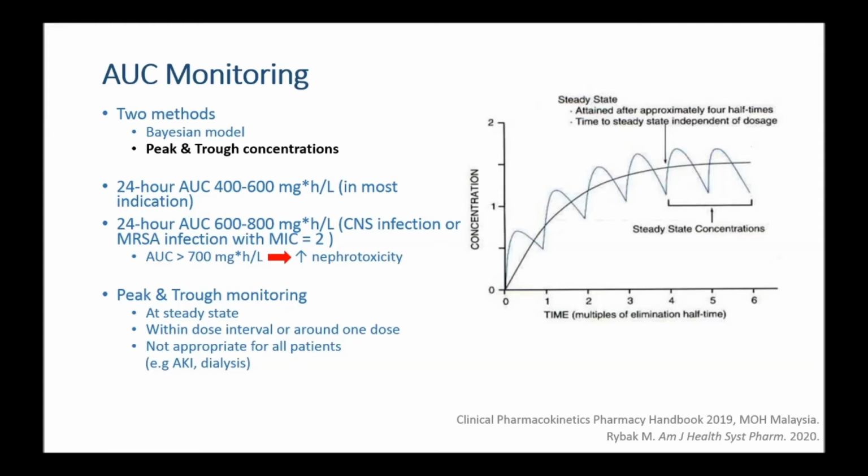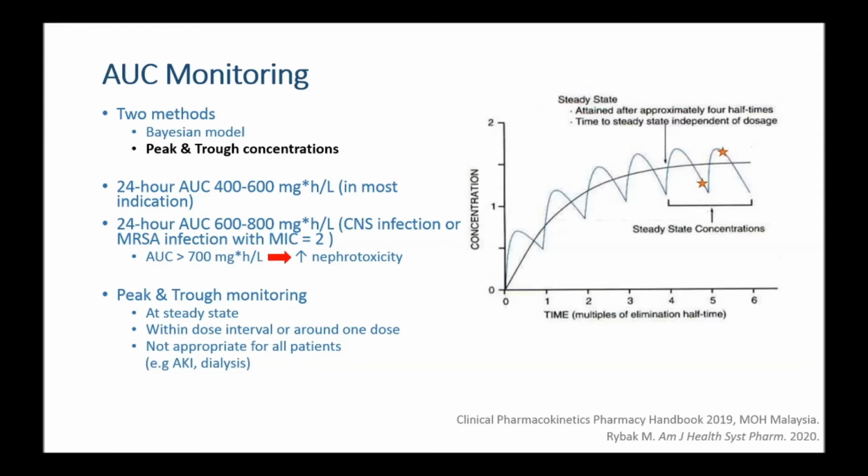Okay, for the blood sampling, it should be taken at steady state. Post-dose sampling 1 hour after infusion end and pre-dose 30 minutes before next dose. We can take sampling within dosing interval, or what we usually practice is around 1 dose, since we don't have to wait so long between the level.